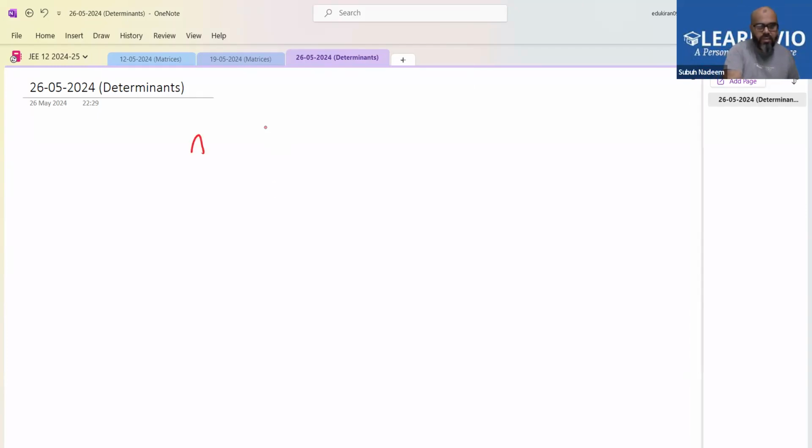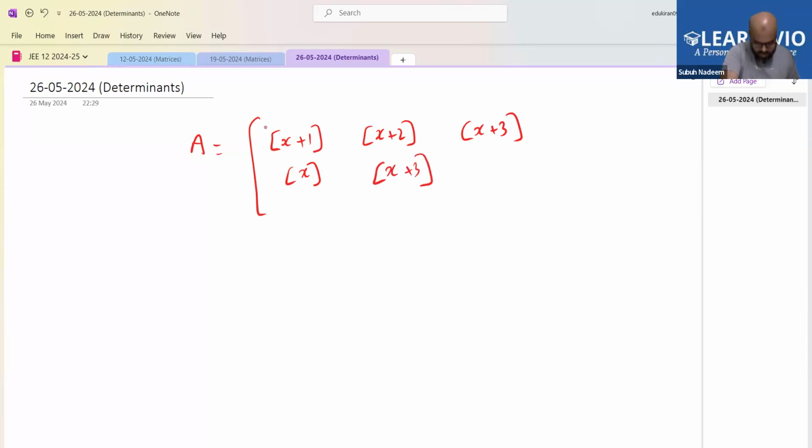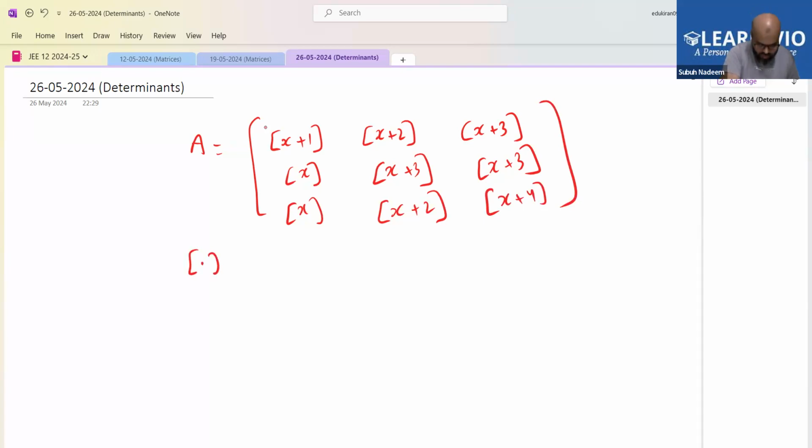So it says let A be a matrix having elements: [x] plus 1, [x] plus 2, [x] plus 3 in the first row; [x], [x] plus 3, [x] plus 3 in the second row; and [x], [x] plus 2, [x] plus 4 in the third row. This is the matrix, and this box we are using to denote the greatest integer function.